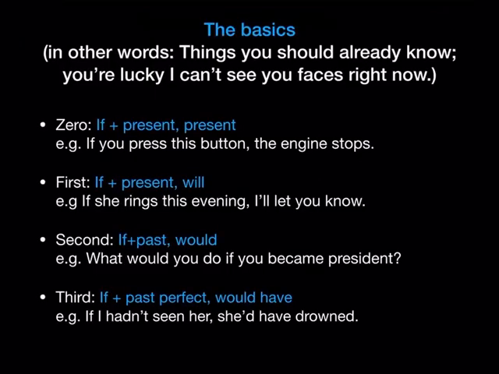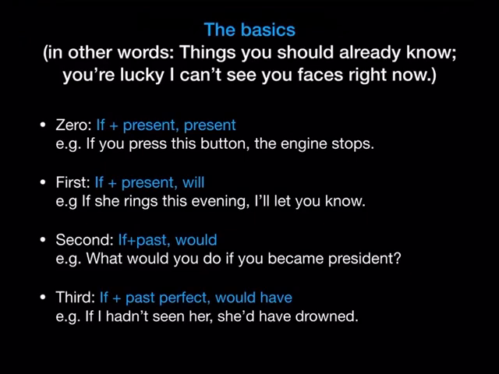So, here are the basics before we begin. These are things that you probably know, but just in case, let's revise them now. So we have four main types of conditionals. We'll talk about some others along the way. So we've got the zero conditional, traditional formula, if plus present, now. If you press this button, the engine stops. Now we've got the first conditional. The most typical formula is if plus the present, will. If she rings this evening, I'll let you know.